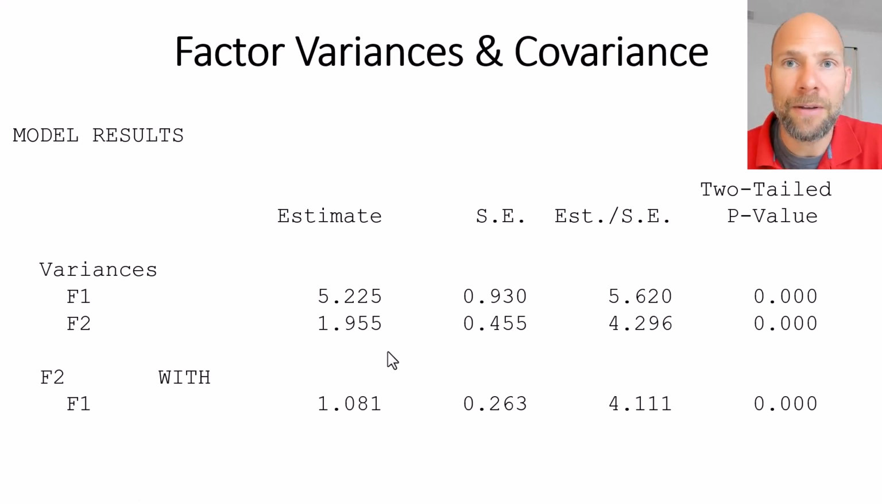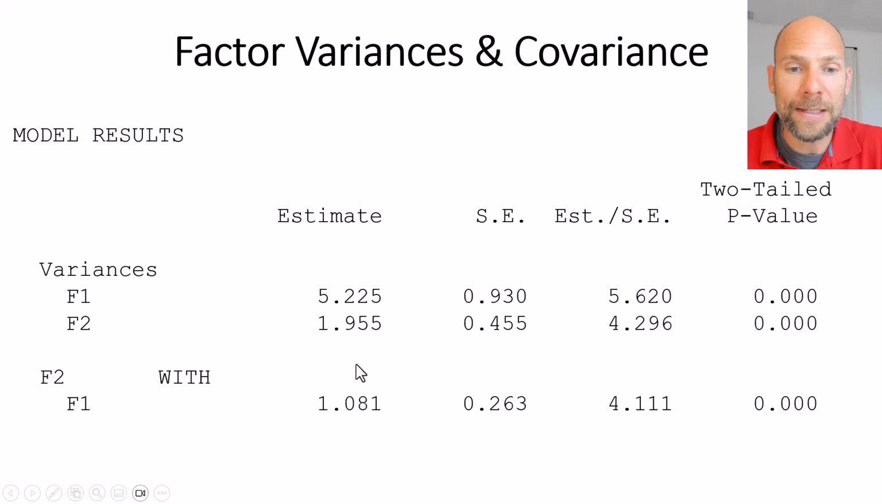Nonetheless, they may be valuable in some models, for example, when you want to conduct a variance decomposition or something like that. So those are parameters that you might want to report when you report the findings of a confirmatory factor analysis. There's also the covariance here that is given under F2 with F1 in Mplus.